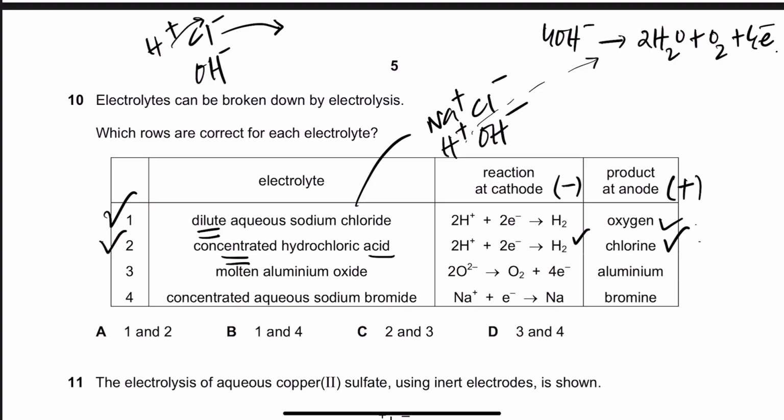So 2 is also correct, and since 1 and 2 both are correct, I can simply circle A without looking at 3 and 4, because that doesn't make sense for me. I know 1 and 2 are correct, and you only have two options there, yeah.